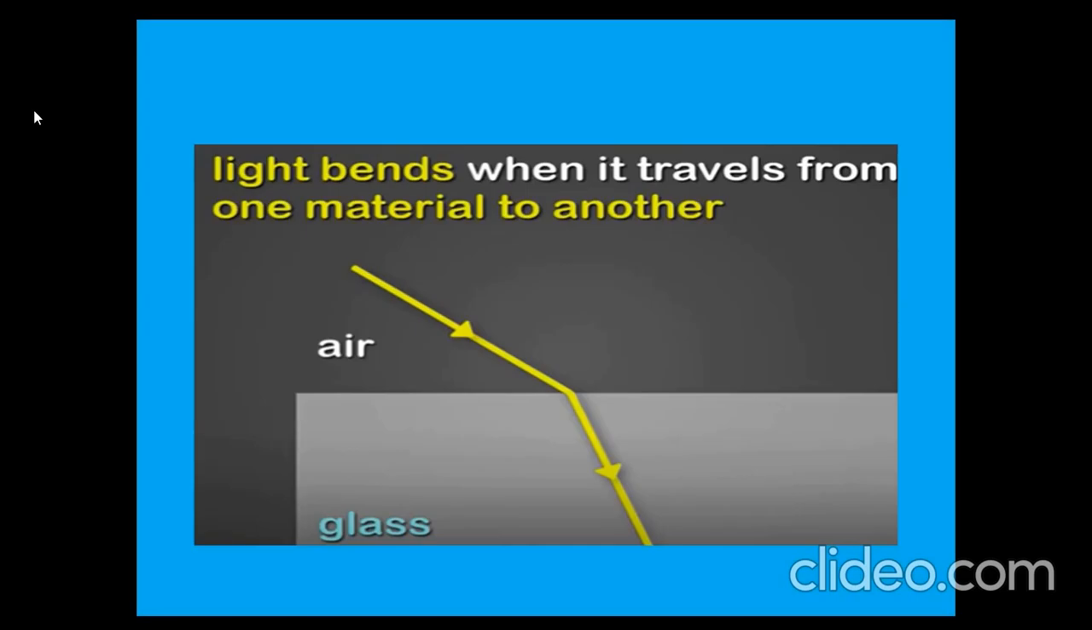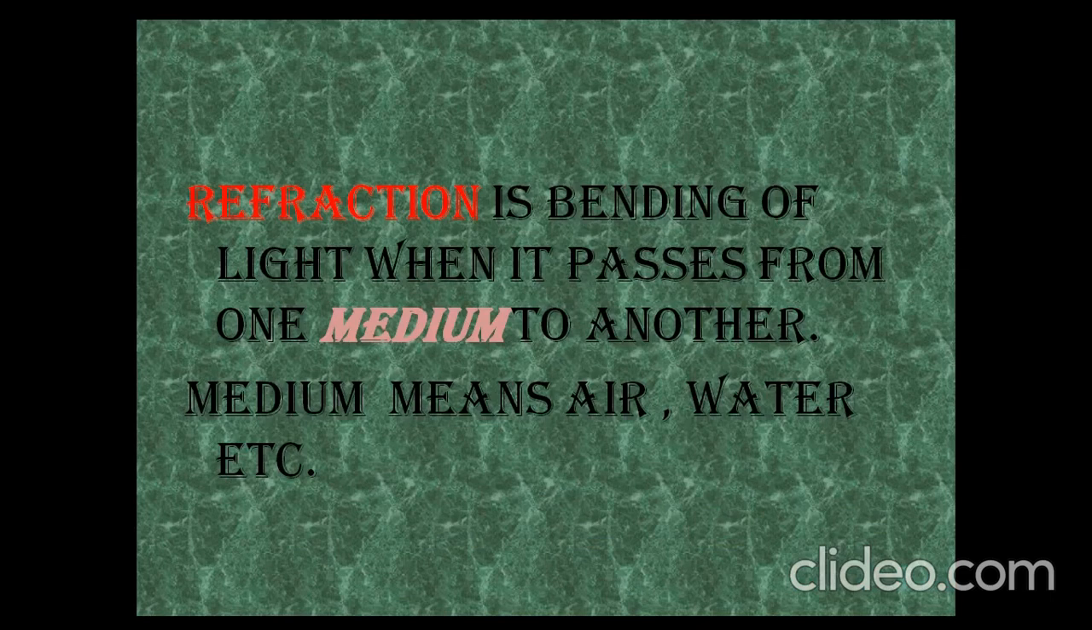Now, then where does it bend? Light bends when it travels from one material to another. If you see in the diagram, it is very clear. When it is moving from air to glass, at that point it is bending a little bit. So, refraction is bending of light when it passes from one medium to another. Now, what is medium over here? Medium means air, water, glass, etc.